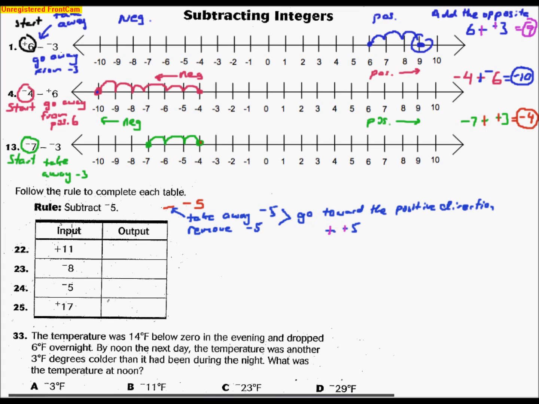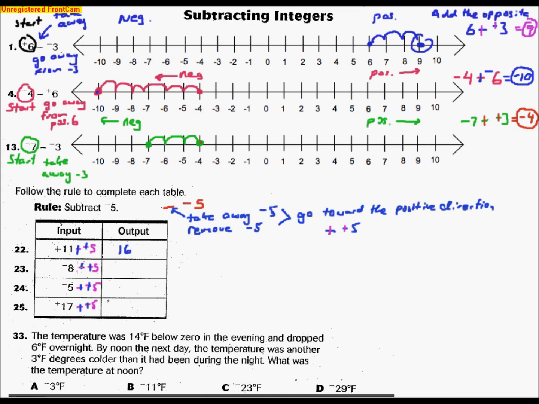So here's my input. My rule is to add 5, or subtract negatives. I'm going to take away -5 from all these numbers here. But again, when I take away negatives, that's the same thing as adding positives. So really, I have to add 5 to the input number. Add 5 to 11, I end up at 16.